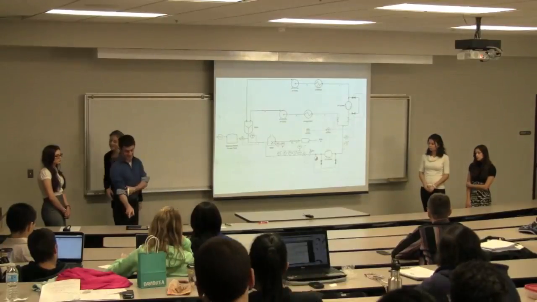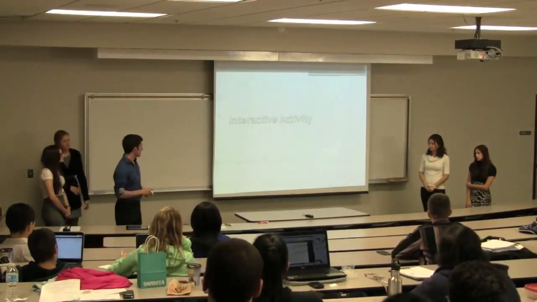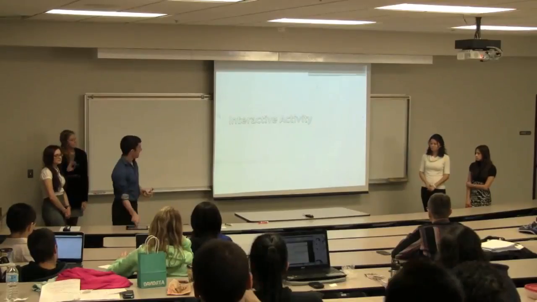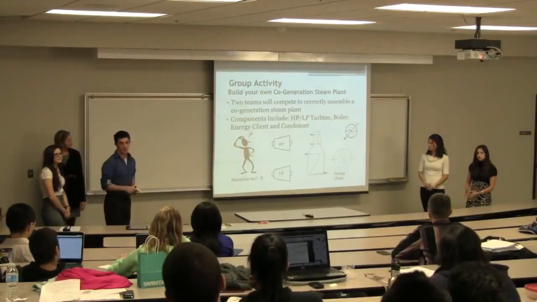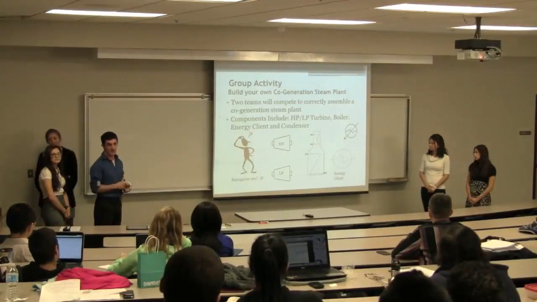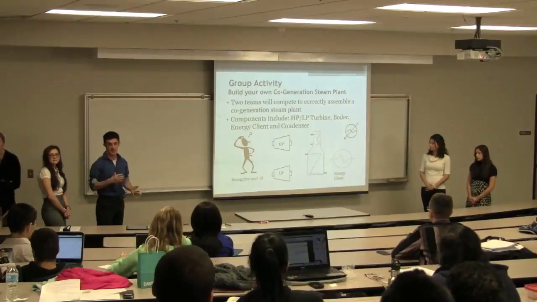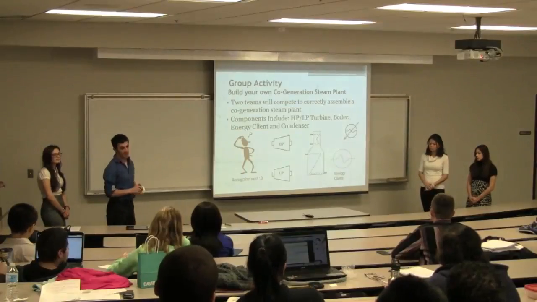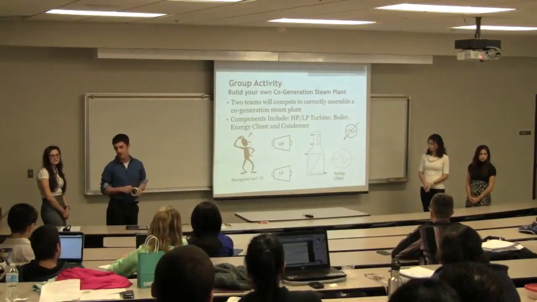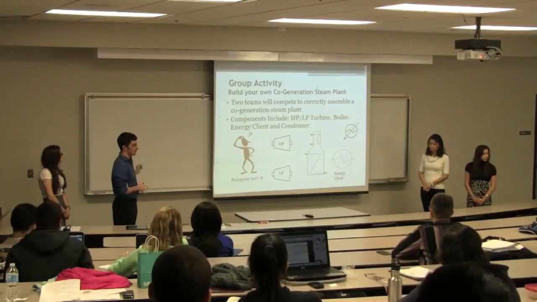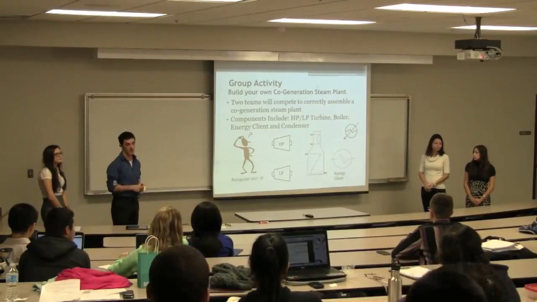So, now to Derek. Okay, now it's time for our interactive activity. Our activity will be build your own cogeneration plant. At the start of class, I handed out some components of our cogeneration plant. There'll be a number 1 or 2 on it. If there's a 1 on it, you'll be on the left side over here, and for the 2, we'll be on the right side of the board.